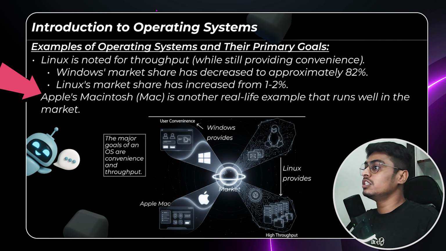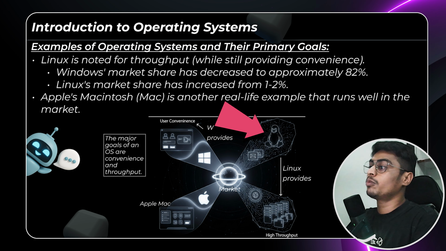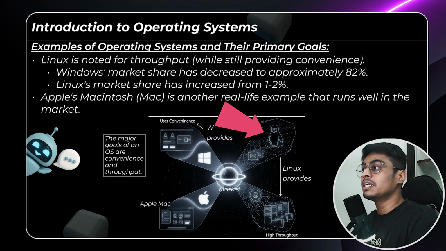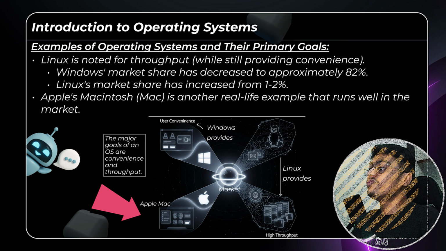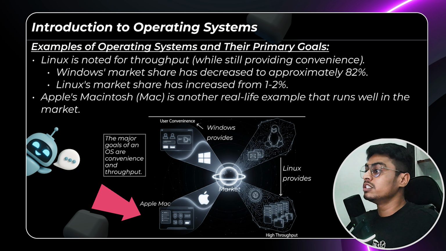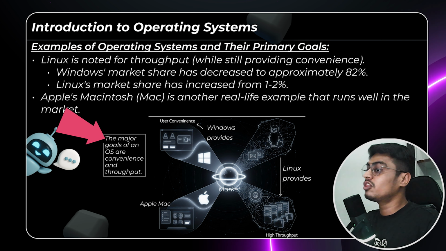The maximum use in throughput is Linux. Although Linux operating system doesn't mean that it's not providing convenience. I am just comparing it because Windows acquired 95% of the market because of convenience alone. But now if we see at present, it is approximately like 80 to 82. Other than this, we have Apple's own operating system, macOS or Macintosh, that also runs well in the market. These are real life examples like Windows, Linux and Macintosh, macOS, but the major goals are convenience and throughput.